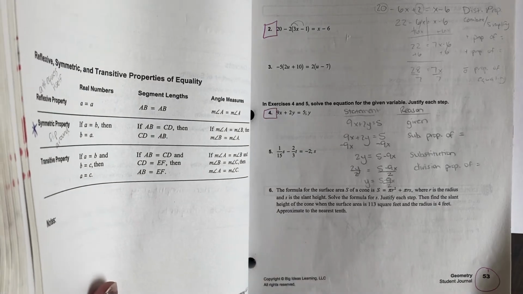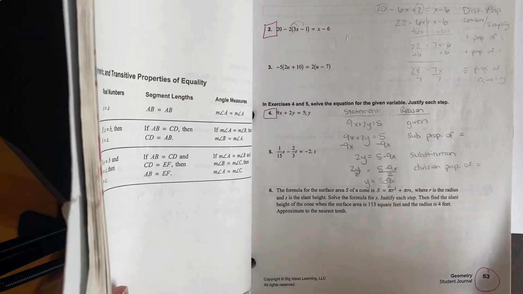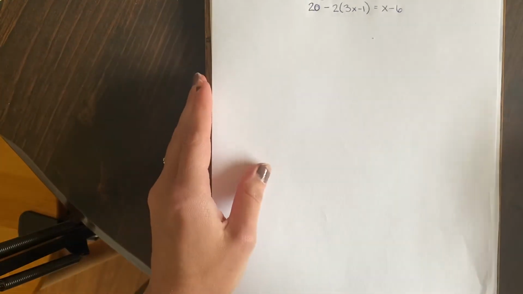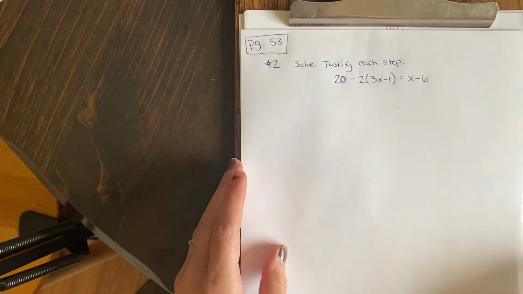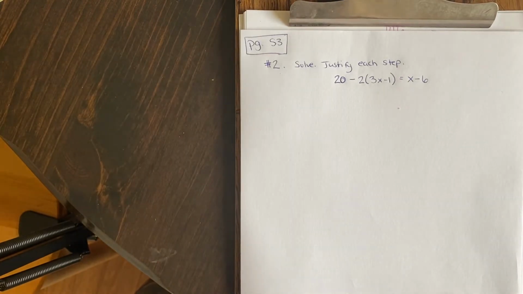In this video, we're going to work through number 2 and 4 on page 53. So I'm gonna go ahead and do this on a separate piece of paper. So this is number 2 on page 53. They want us to solve the equation 20 minus 2 times 3x minus 1 equals x minus 6.